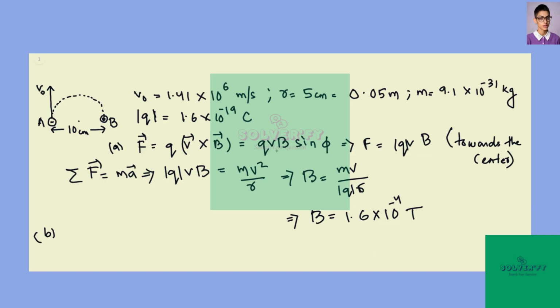So the time is given by the distance divided by v naught. The distance is half of the circumference, or pi r, and v naught is the initial velocity, and this gives the time to be 1.11 times 10 to the power minus 7 seconds.